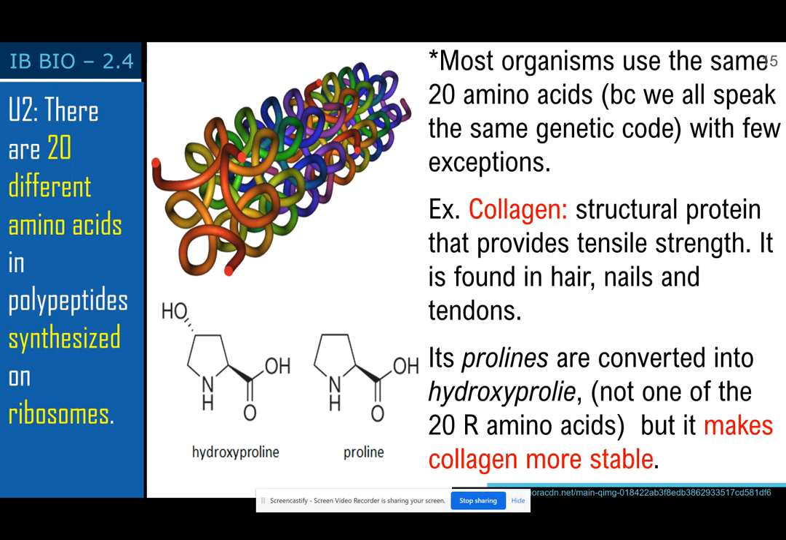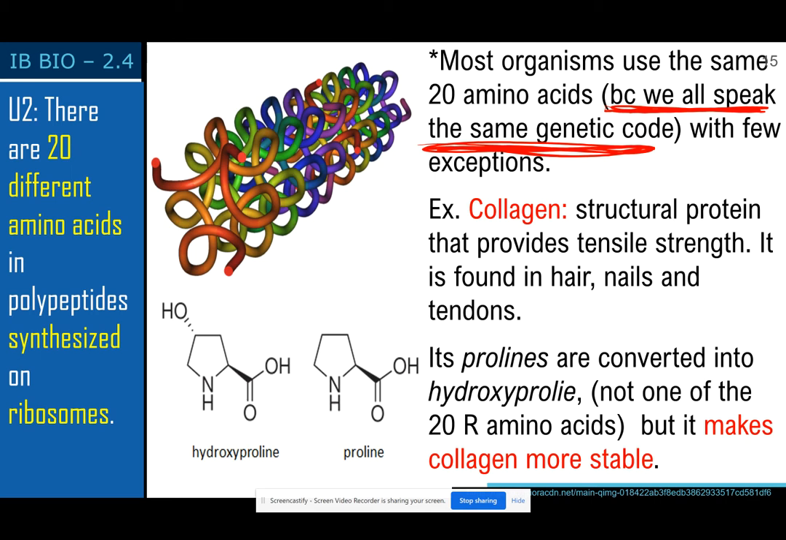So, most organisms use the same 20 amino acids because, hey, check it out, we all speak the same genetic language. Every living thing on this planet speaks the same genetic language, meaning a gene from any organism can be inserted into another organism because we all use the same letters A, G, T, and C, and we all use the same 20 amino acids.